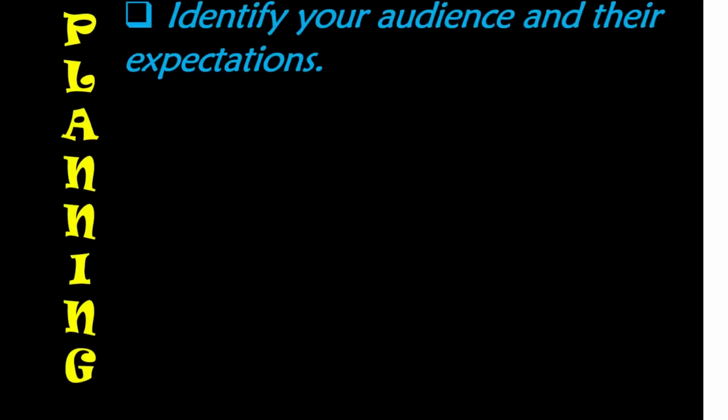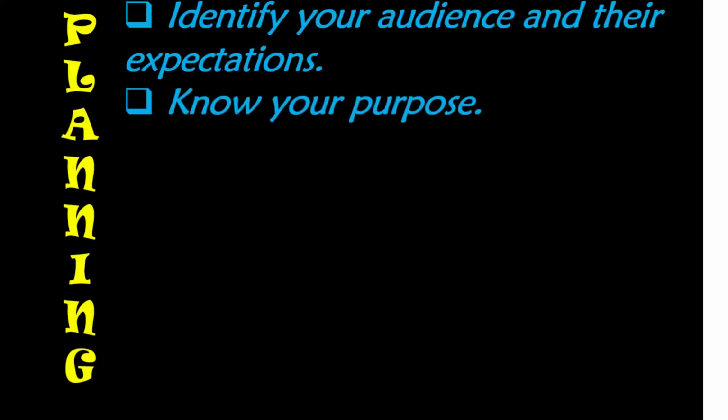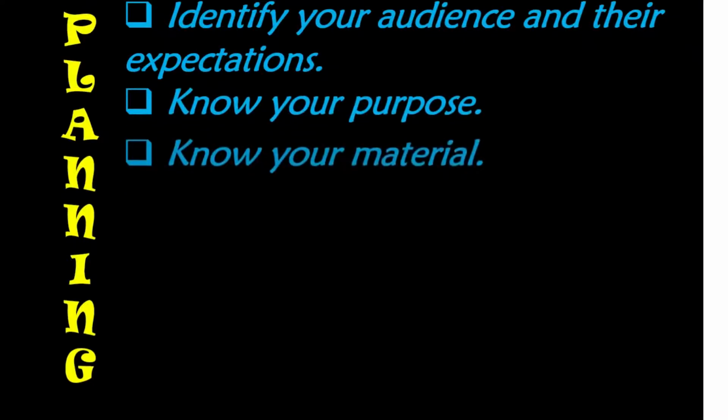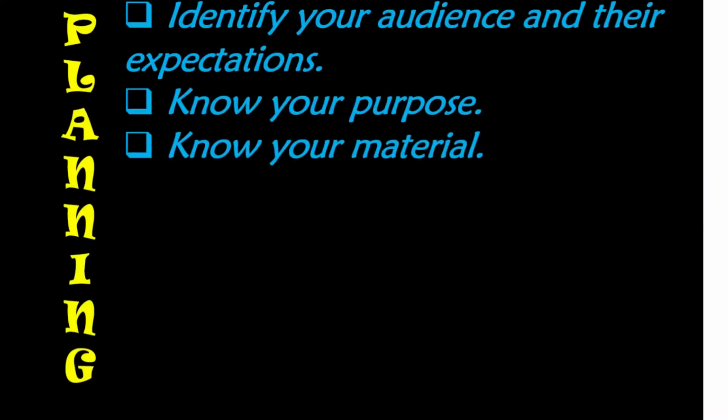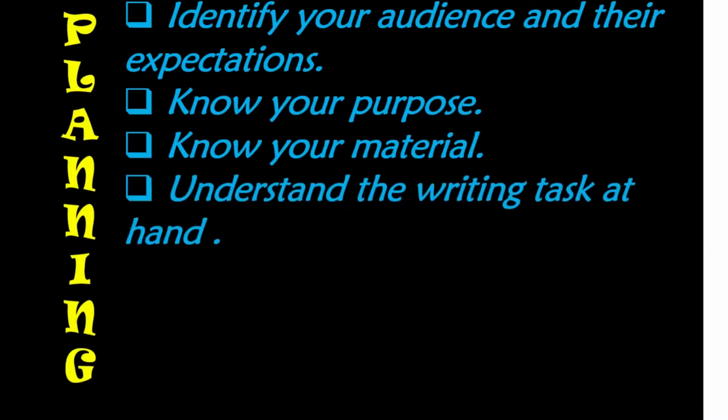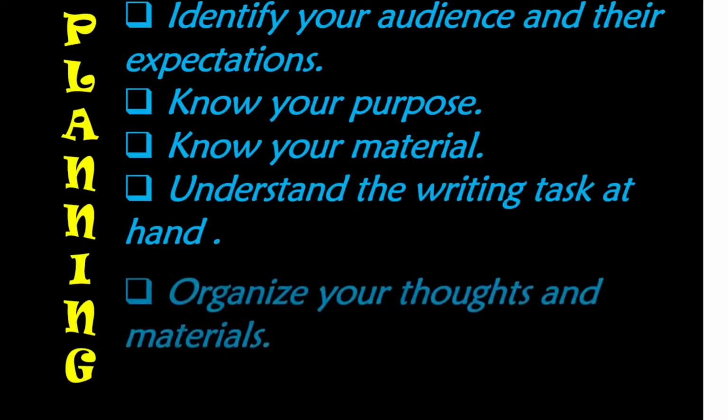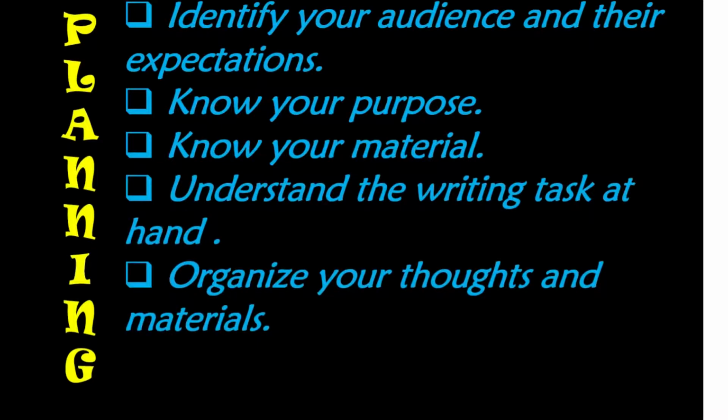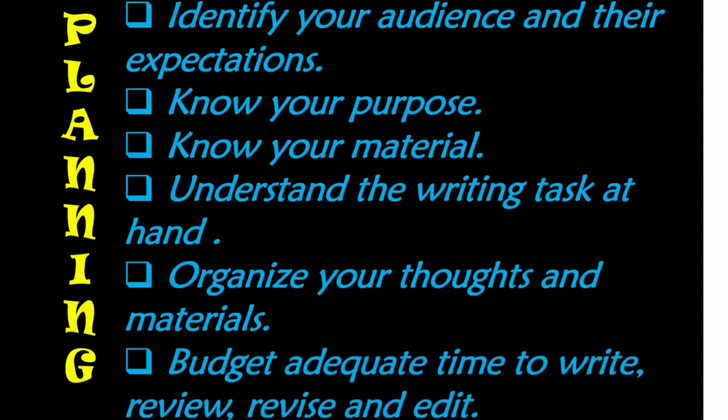The first stage in composition writing is planning. Writers should consider the following: identify your audience and their expectations. Know your purpose. Know your material. Understand the writing task at hand. Organize your thoughts and materials. Budget adequate time to write, review, revise, and edit.